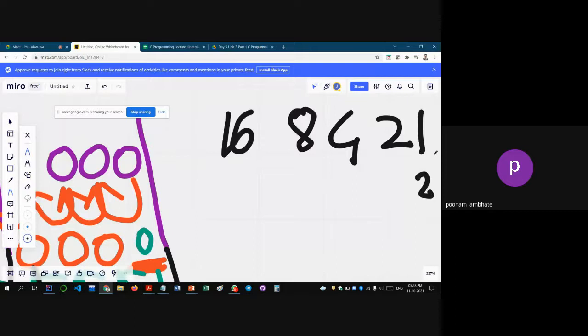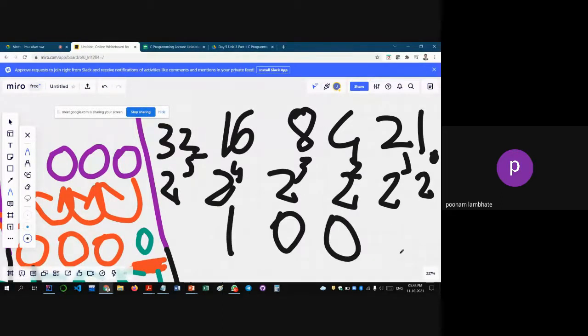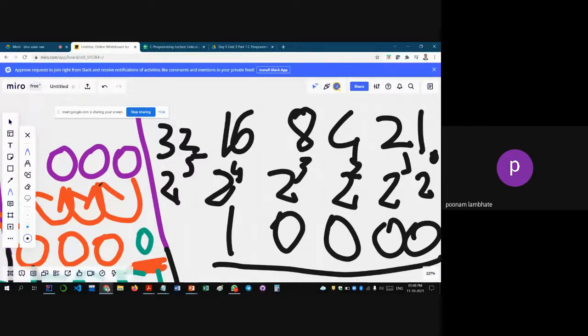2 raised to 0, this is 2 raised to 1, this is 2 raised to 2, this is 2 raised to 3, this is 2 raised to 4. Similarly, if you want to have 32, it is 2 raised to 5. So minimum to represent 16, it will be 1, 0, 0, 0, 0. Means minimum you need 5 bits. So we are considering that minimum number of bits.